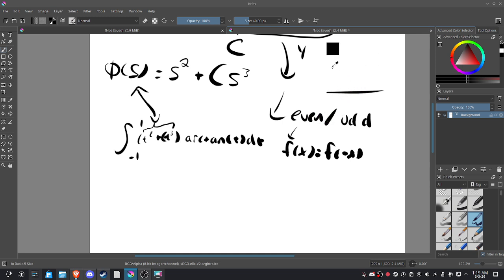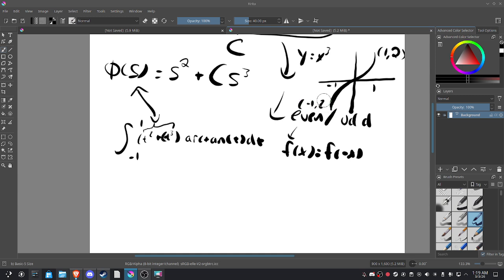An odd function, a good example for one of those, could be y equals x^3. So we just draw that. Anyways, you can call this 1 and this -1 on the x-axis, and we can say that this point is (1, 2) and this point is (-1, -2). Okay, so that's an example of an even and an odd function.